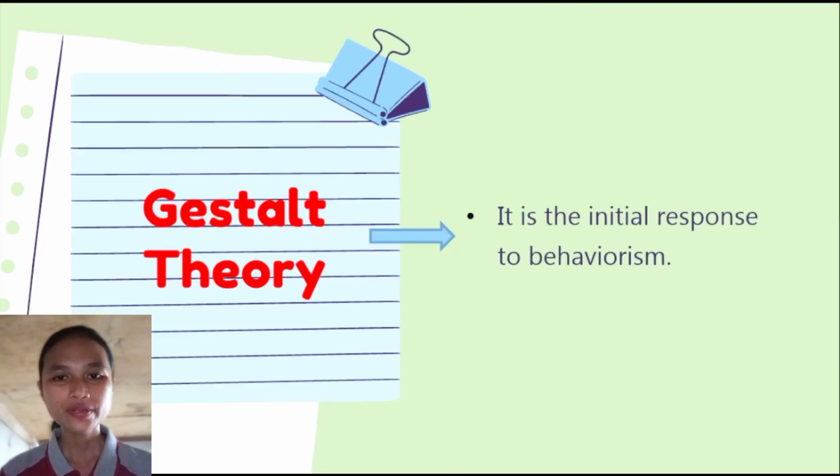The Gestalt theory is the initial response to behaviorism. From the word itself, Gestalt means a form or configuration. When we say it is initial to behaviorism, it means that before we act, we perceive first. We have our perception first before we go to the behavior.